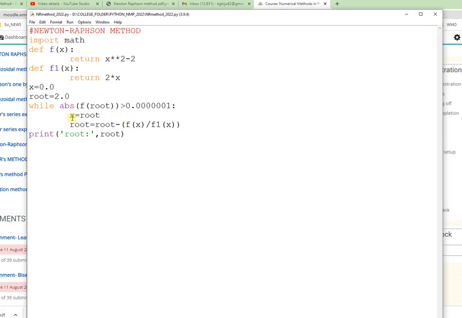Give the approximate value to x, x is equal to root. Now find a new root, that is root is equal to x minus f of x divided by f1 of x, that is f of x divided by f dash of x actually. Then repeat this process until f of root is less than 0.0001.